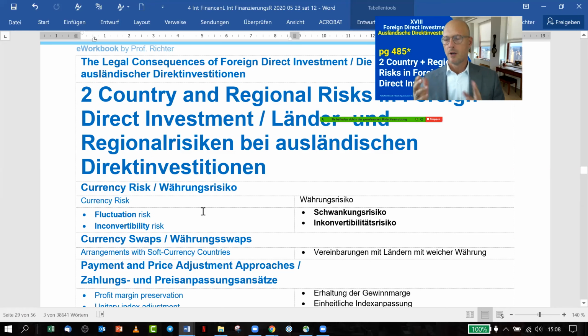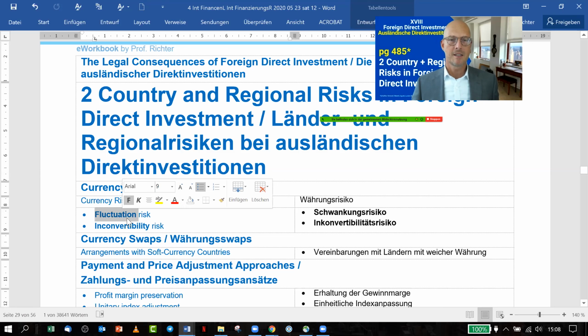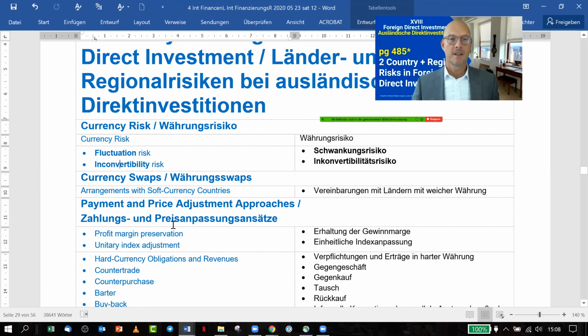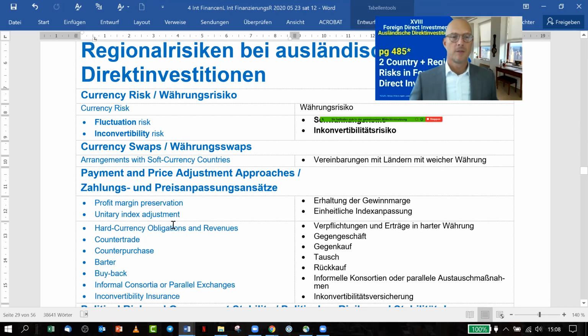Normally, if you have some investments in another country, you have the risk that there's some fluctuation and some inconvertibility of your currency. And that's why sometimes countries have some arrangements with soft currency countries. And there are some other approaches, for example, of payment and price things, so that you can always keep your profit margin to preserve this.